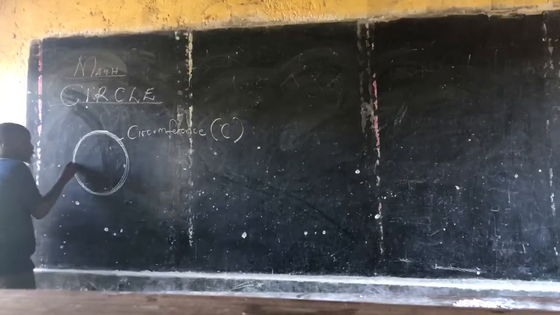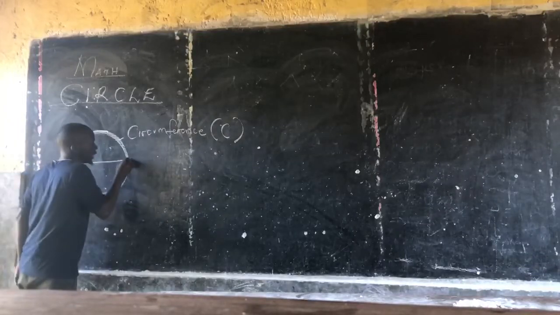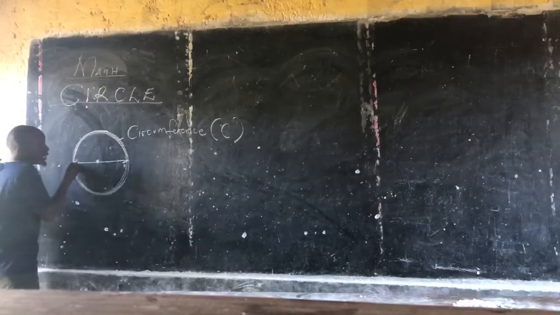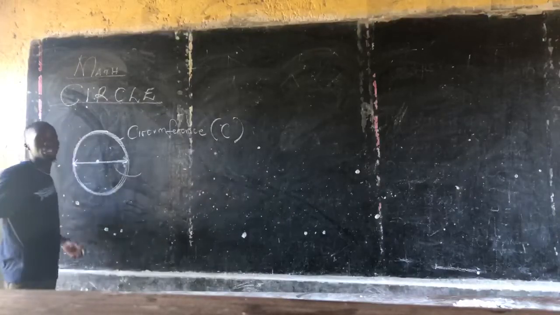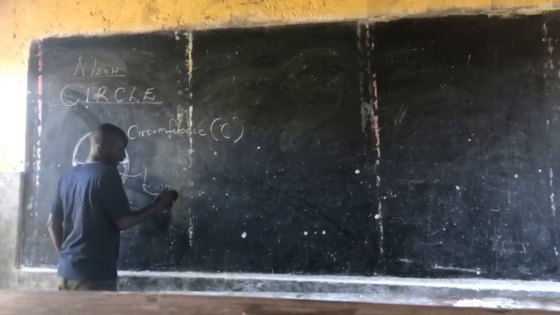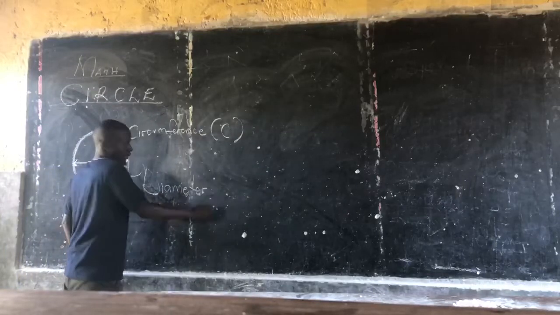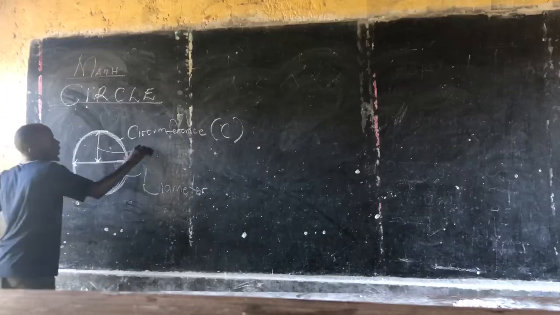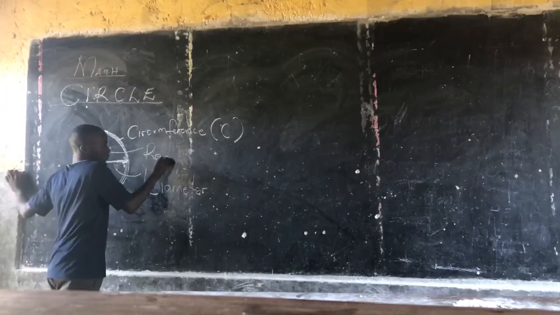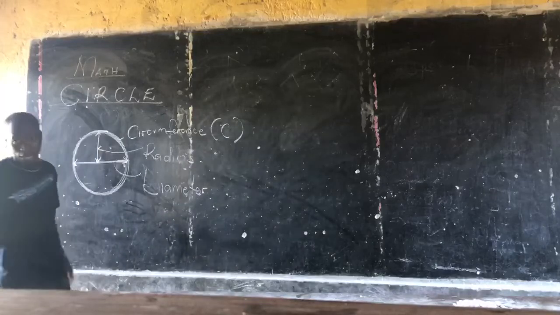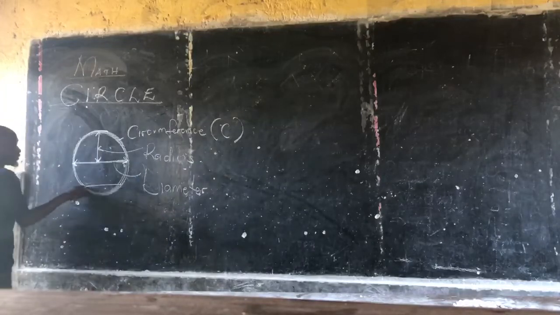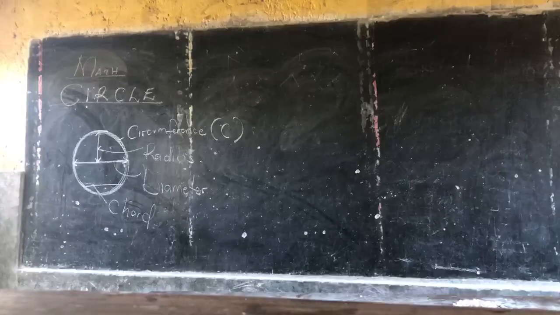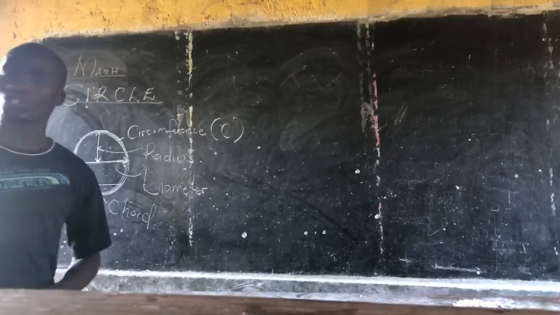The line which comes from this point to another point here, and passes through the center, the line which comes from this side to this side, is called the diameter. And half of it is what they call the radius. And another line down here is called the chord. Those are the things someone must know about a circle.